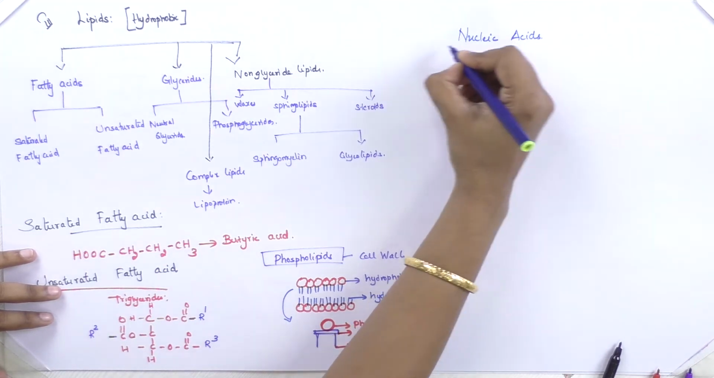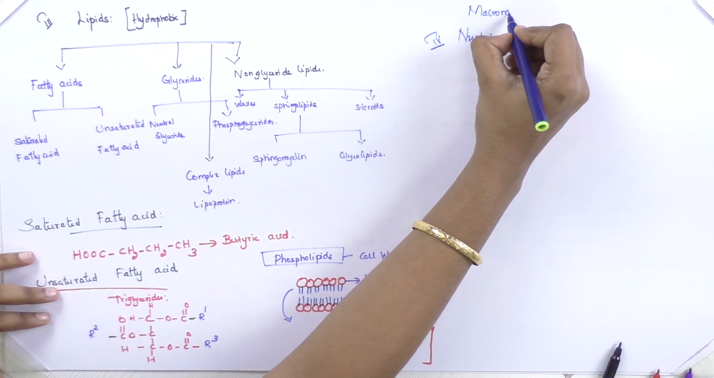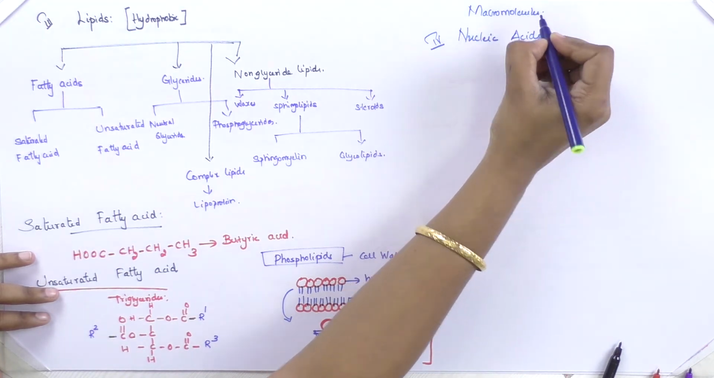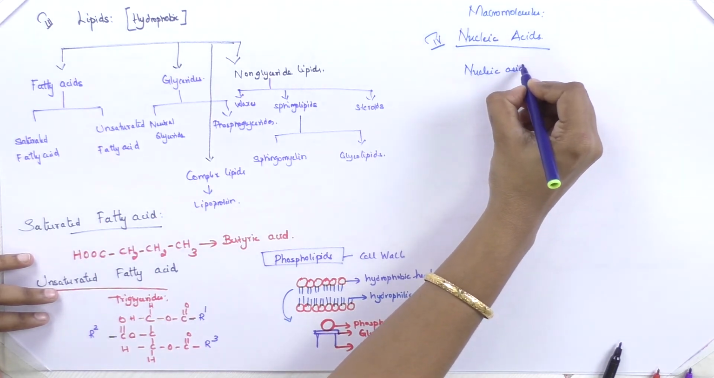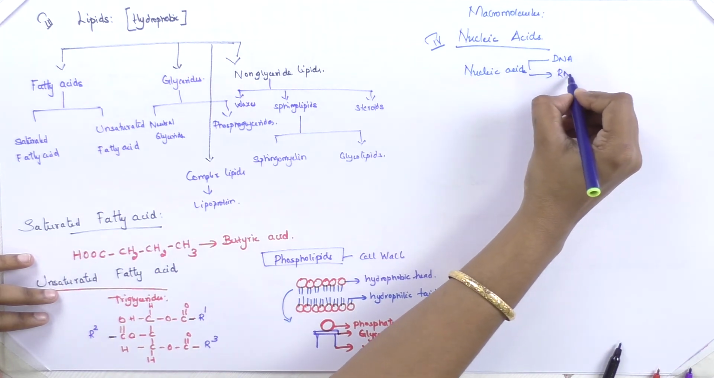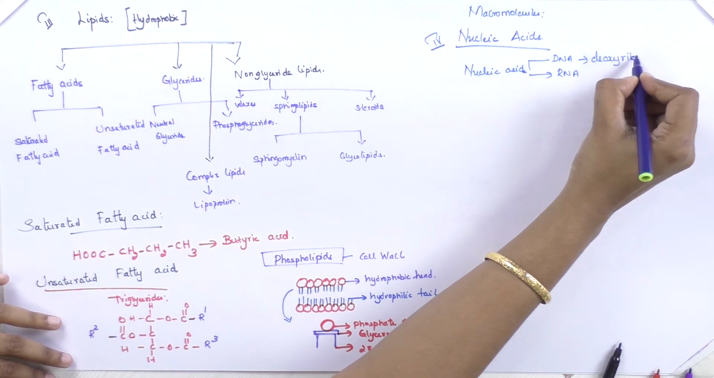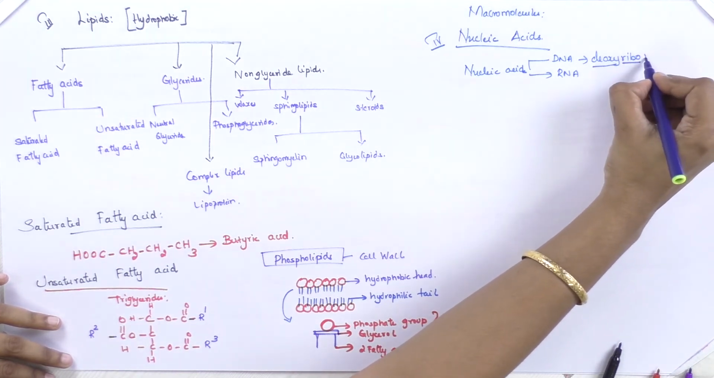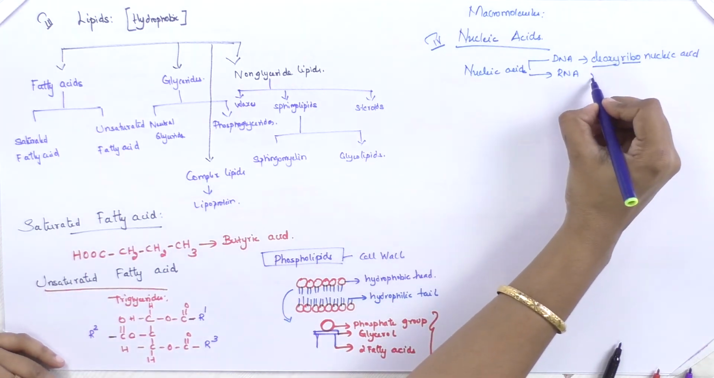So now we're going to look at the structure of DNA as well as RNA. Nucleic acids are the fourth category of your biological macromolecules. So for nucleic acid structure, you have DNA and RNA. DNA is nothing but deoxyribonucleic acid. Deoxy for deoxyribonucleic acid. And if you take RNA, it is ribonucleic acid.